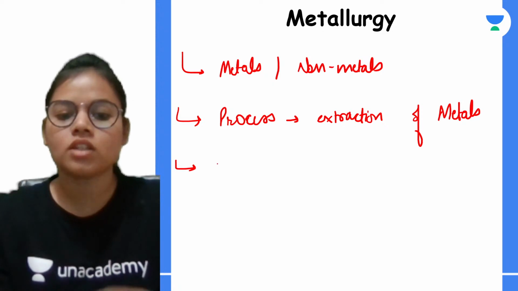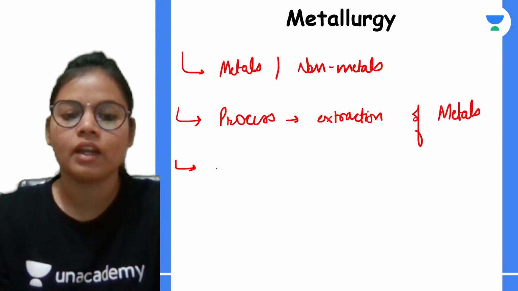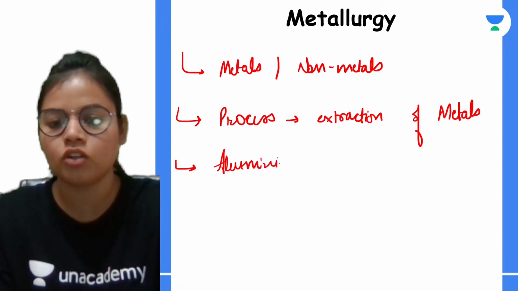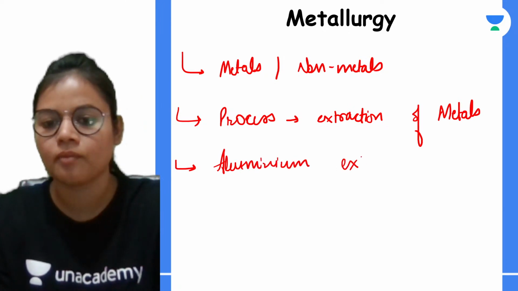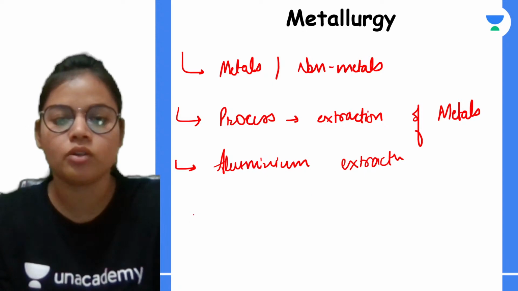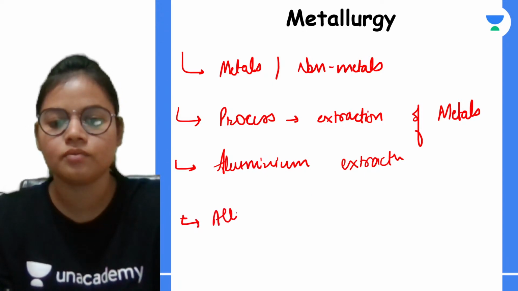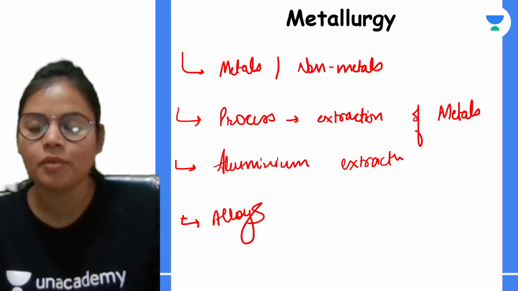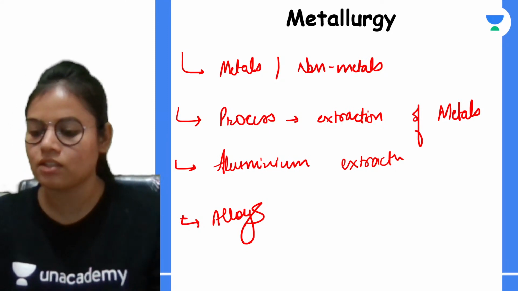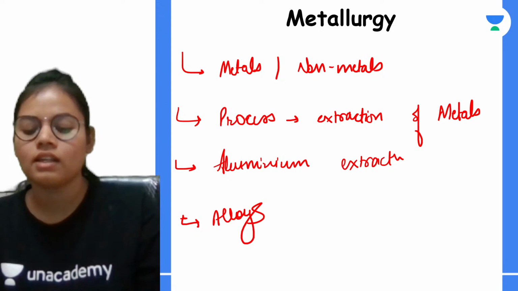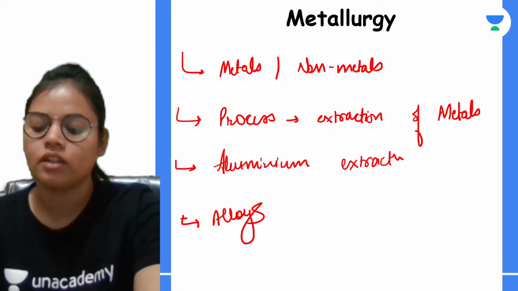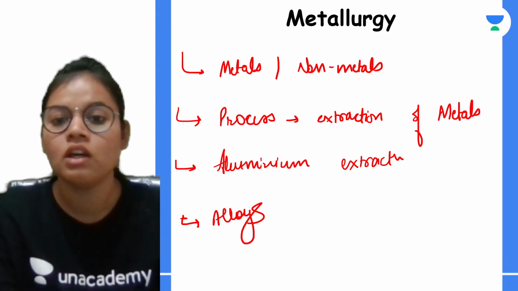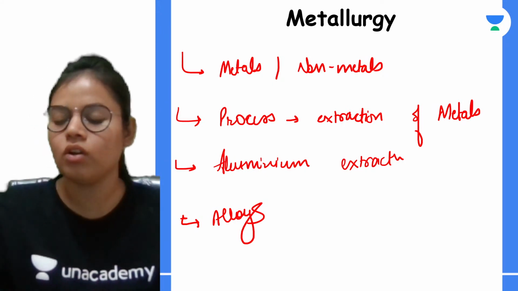उसके बाद हम लोग पढ़ने वाले हैं aluminium. So extraction of aluminium is a very important topic. And then we are going to study about alloys. Okay, alloys. What are the alloys? How to form alloys? What are the uses of alloys, etc. तो ये सारी चीजें जो है हमारी यूनिट मेटलर्जी में कवर होगी. Okay, so this is the whole unit.